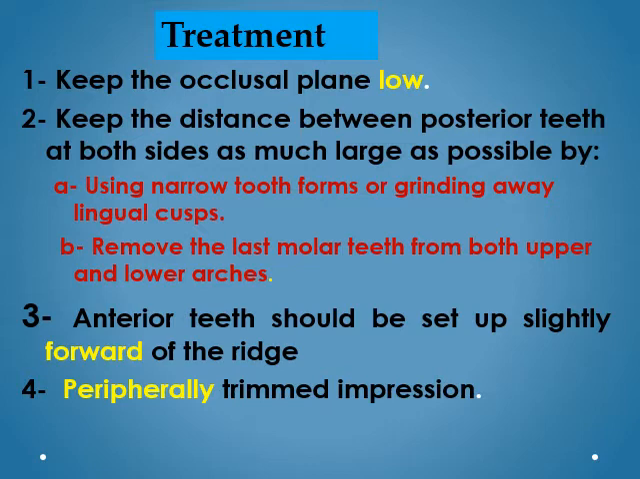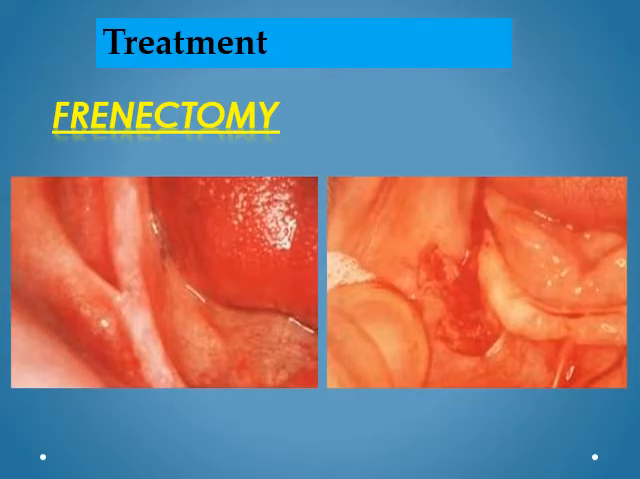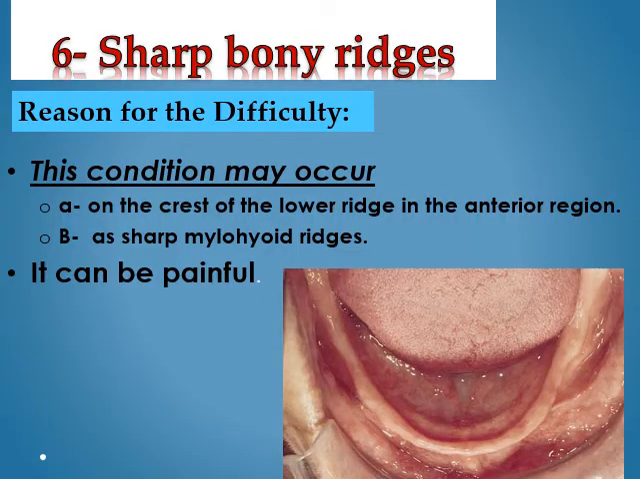Anterior teeth should be set slightly forward of the ridge. Peripheral trimmed impression لازم اخد impression نعمل بريفرال تريسنج وناخد امبريشن كويس جدا علشان نحل المشكله. Prominent frenum: يبقى عندي فرينم كده ظاهره قوي وواضحه زي ما احنا شايفينها. المشكله هنا compromise retention and stability هتتدخل في الريتنشن والستابيليتي وتاثر عليه. Treatment: frenectomy ان احنا نشيلها جراحه.